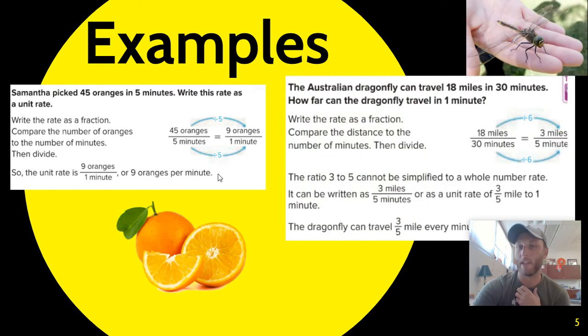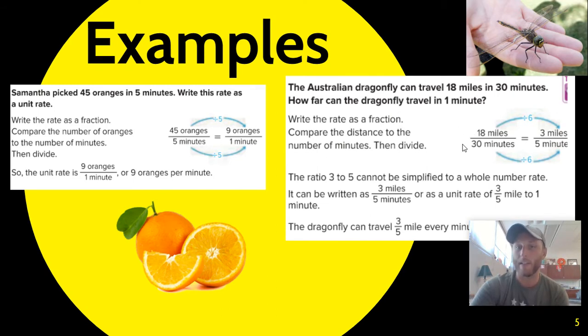This one's a little trickier because it's not going to look like a pretty division problem like we had for the first two examples. You can see here it says the Australian dragonfly can travel 18 miles in 30 minutes. How far can the dragonfly travel in 1 minute? Because we're trying to break that denominator down to 1, remember.